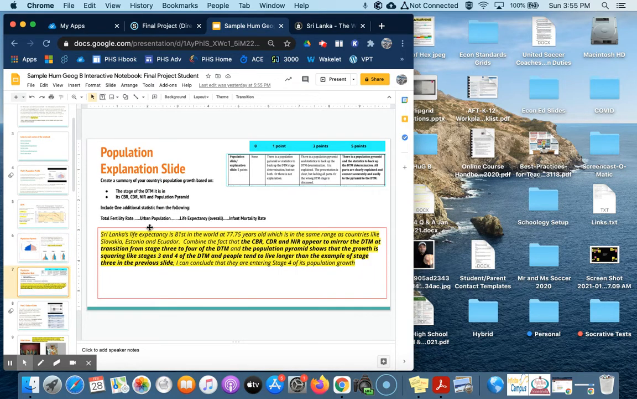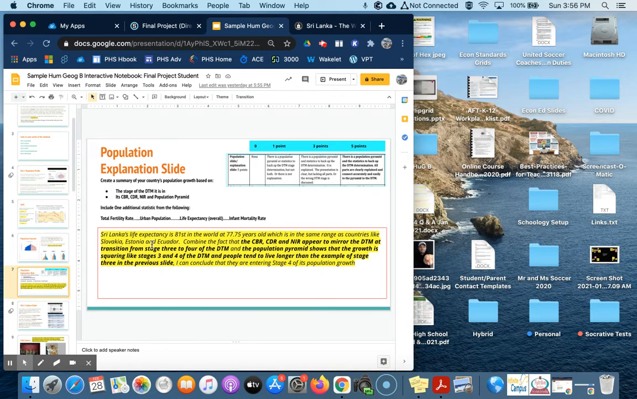And then the population explanation slide. Well, this is a place for you to check to make sure you've put all the material in the section for population, that you have a pyramid, and that the statistics are there to back up the demographic transition model determination. And all parts are explained and connect accurately and easily to the pyramid to the DTM.